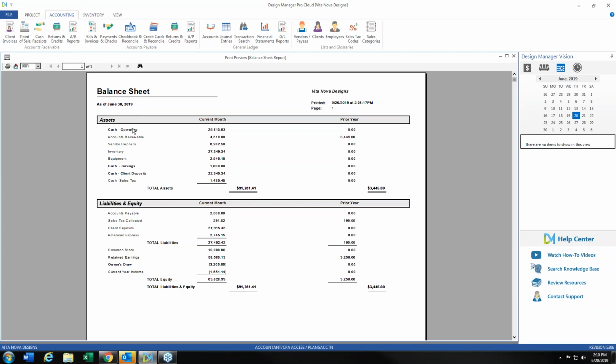It's not in perfect order, but you can see that I've got 4 different cash accounts here. I've got an operating account, a savings account, a client deposit account, and a sales tax account. These are all of your business bank accounts that you may have, for example.